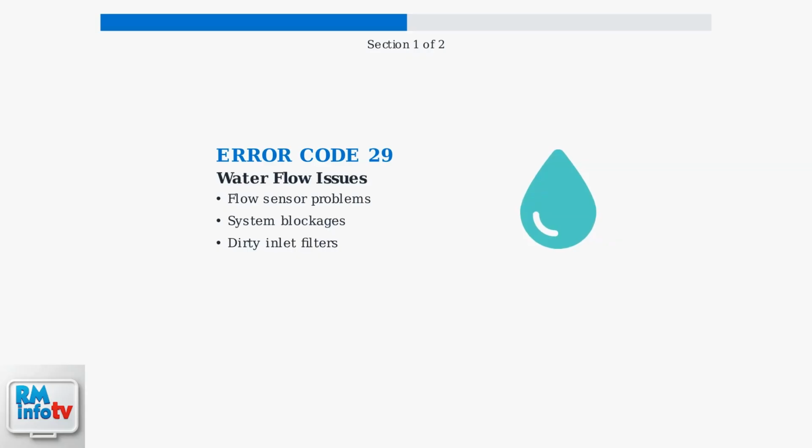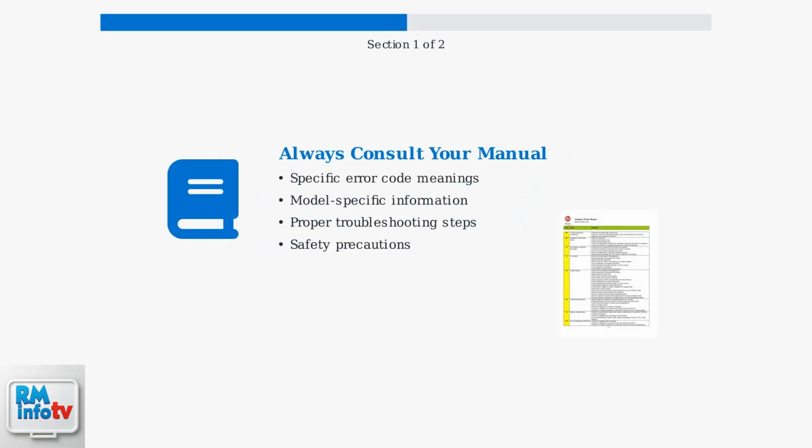Error code 29 indicates water flow issues. This could be due to problems with the water flow sensor, blockages in the system, or dirty filters. Always consult your Rheem manual or online resources to understand the specific meaning of any error code you encounter. Proper identification is crucial for effective troubleshooting.